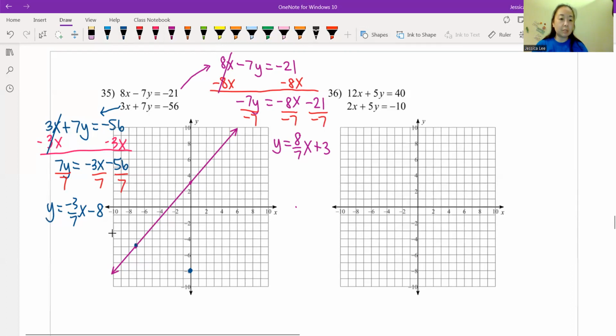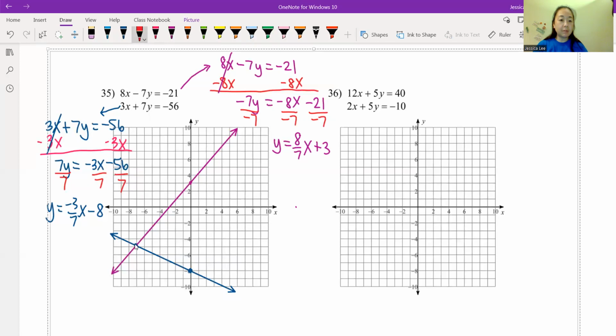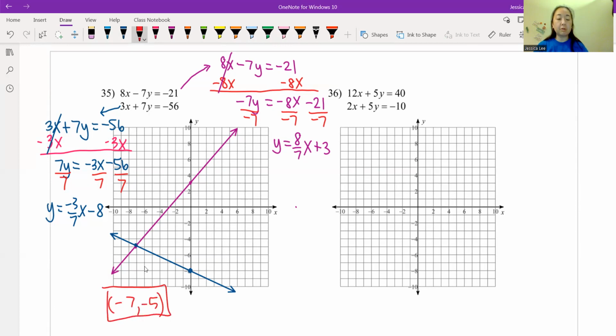And so we're going to just draw that line, it was a little off, so I'm just going to readjust it. Something like that. Do you see where they meet right there? That's going to be at negative 7, negative 5. So negative 7, negative 5. Please make sure you're not just graphing it, but you're also saying what the answer is. See what I'm saying?